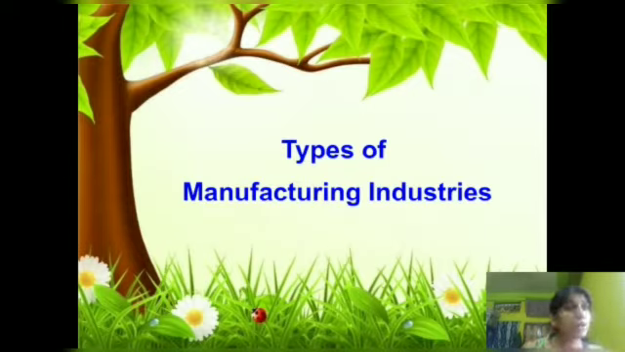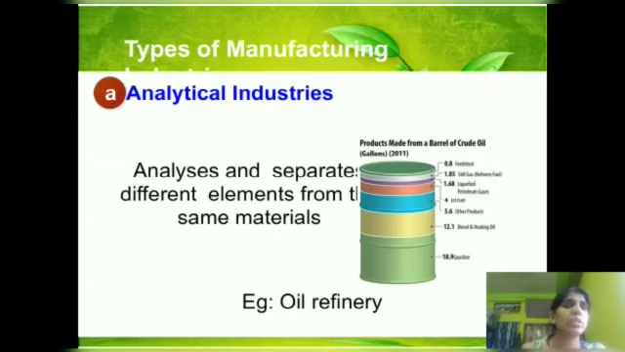Now moving to the types of manufacturing units. Manufacturing industries are further subdivided into 4 categories. The first one is the analytical. Analytical industry means they analyze and separate the different elements from the same material. As in the case of an oil refinery, only the same thing is there, but they analyze and separate all the elements. So analyzing and separating the different elements from the same material is the job of the analytical industry.